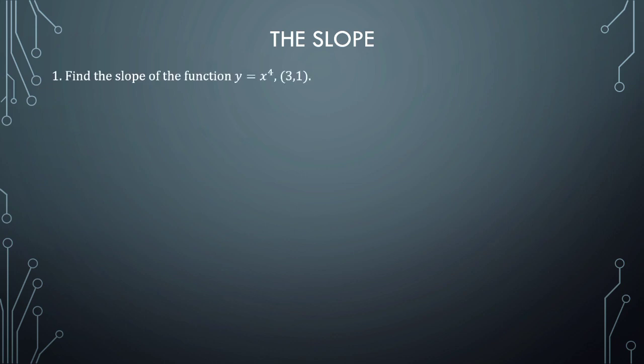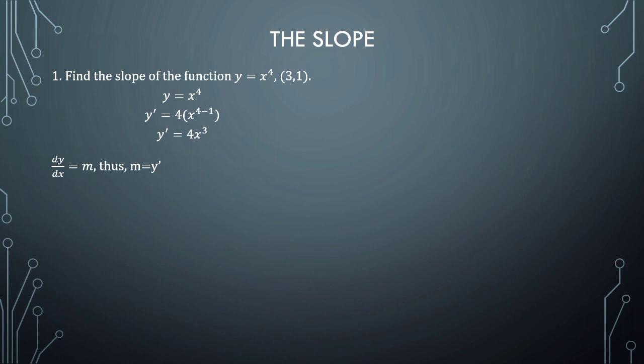Example, find the slope of the function where y equals x raised to 4 at the point (3, 1). First, we need to find the derivative of the function y equals x raised to 4, wherein its derivative would be 4x cubed using the power rule. Then, in theory, the slope is equal to the derivative. Thus, the slope is equal to y prime.